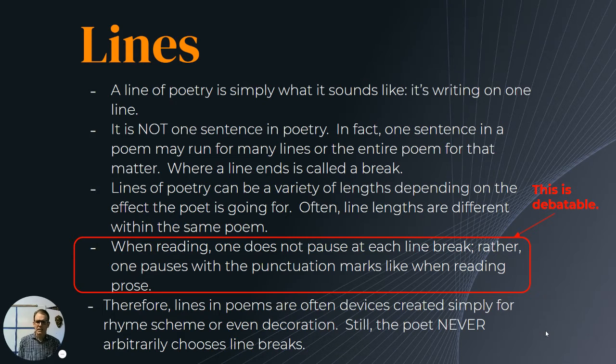Okay. And finally, lines in poems are often devices that are created simply for rhyme scheme or even decoration. The poet never arbitrarily chooses line breaks. Just like any other kind of writing, it's planned, it's drafted, it's worked out. So lines just don't end willy-nilly. There's some thought put into that. So because of that, when we're analyzing poems, we need to think about where the line breaks to understand why the author chose to do that. We need to try to figure that out.